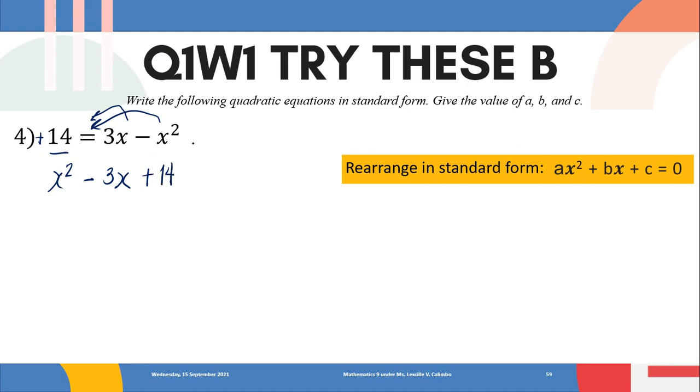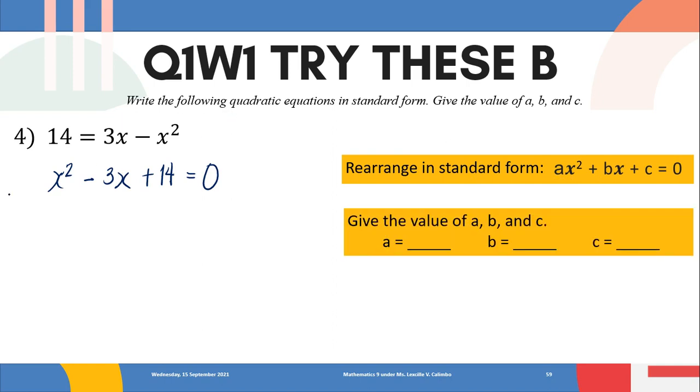And then, finally, we equate this to 0. Okay? Wala nang natira dito sa right-hand side. Now, check natin. Do we have the same form as this one? Obviously, yes. So, now, we can get the value of A, B, and C.